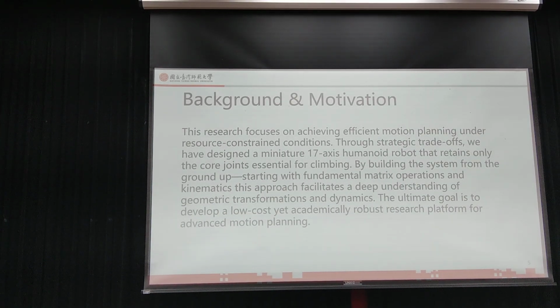To address these challenges, we would like to design a simplified humanoid robot with 15 to 18 degrees of freedom. Instead of using a full-scale robot, we focus only on the essential joints required for climbing. This reduces complexity while still preserving key functionality. By viewing the system from basic kinematics and matrix operations, I can better understand how motion is generated and controlled.